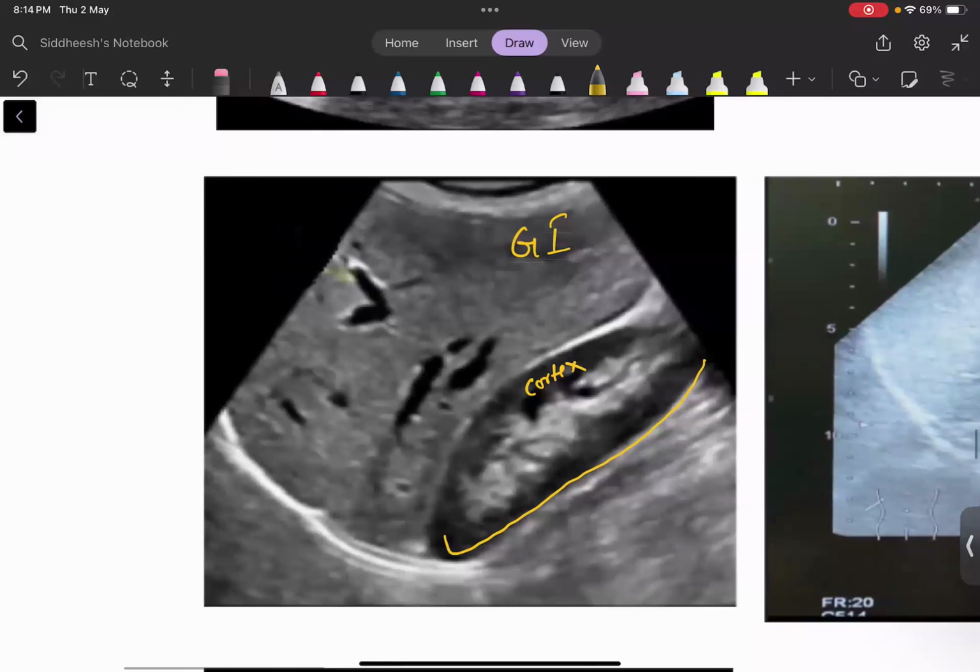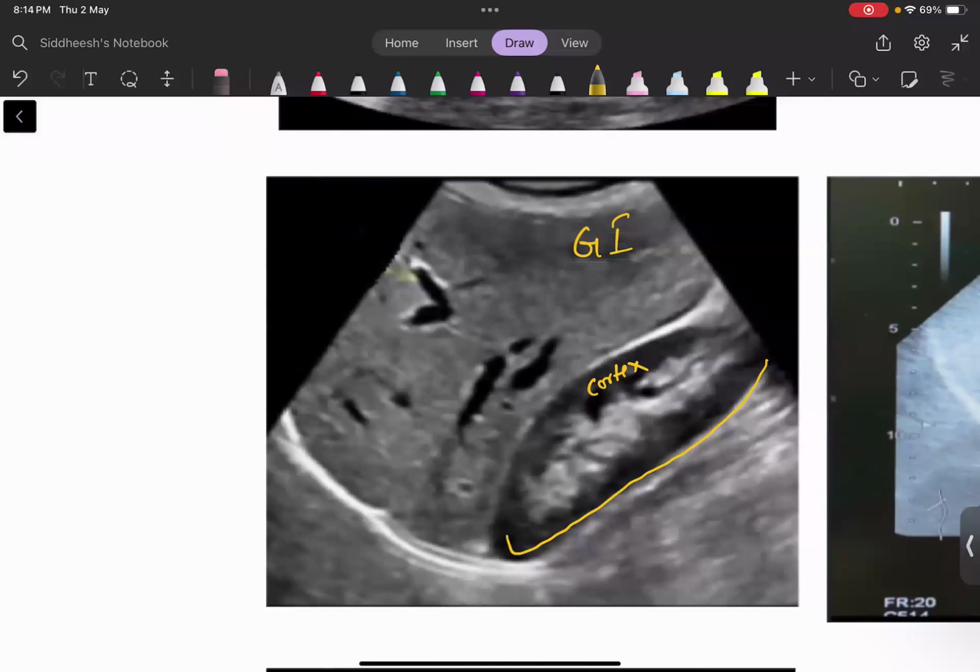So one question comes up in viva, we always ask this question. In the ultrasound, how will you differentiate between the portal vein and the hepatic vein or hepatic artery? Remember, the hepatic artery and hepatic vein do not have the shining layer. Remember this simple thing: the hepatic artery and hepatic vein do not shine on the ultrasound.